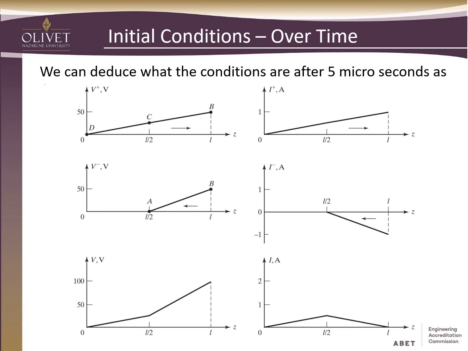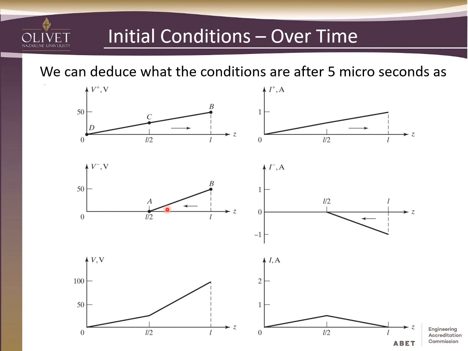So we can deduce what the conditions are then after 5 microseconds. And here what happens is that all the curves just shift. So before we had, I believe, A was here. So if we're already at the end, we have to go back. So 1, 2, 3, 4, 5, that would put us in the middle. So here you see the A point down in the middle, and so on and so forth.